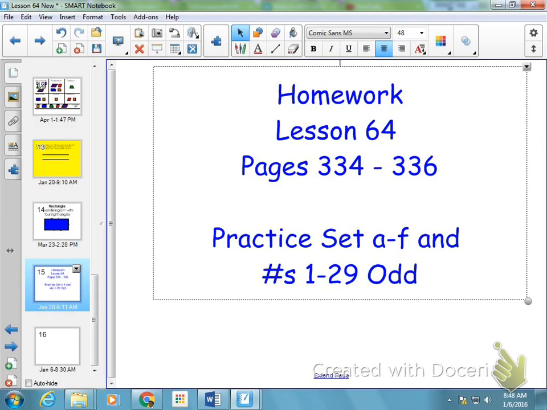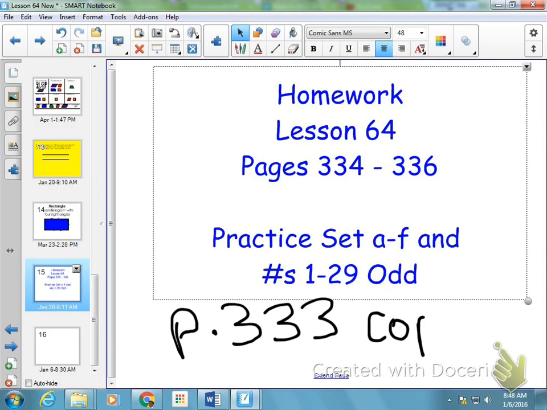Thank you. Also, freeze that real quick. I want you, when you get to your book, before you start on your homework, in your notes, to go to page 333, and I want you to copy down the classifications of quadrilateral chart. So copy the chart in your notes, okay? And then you can get started on your homework. Thank you.